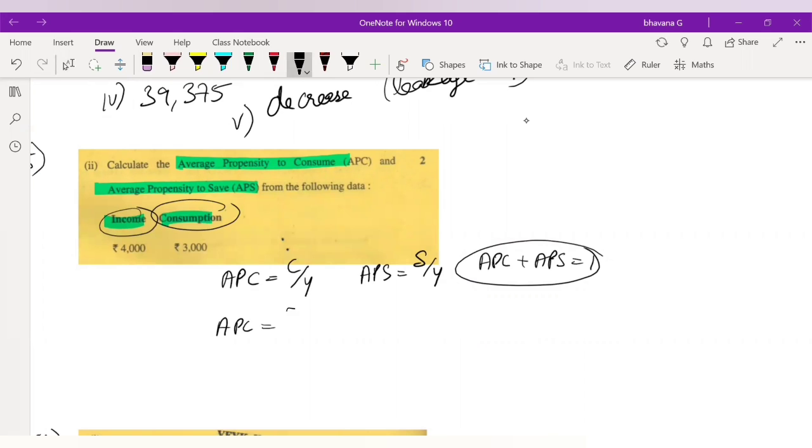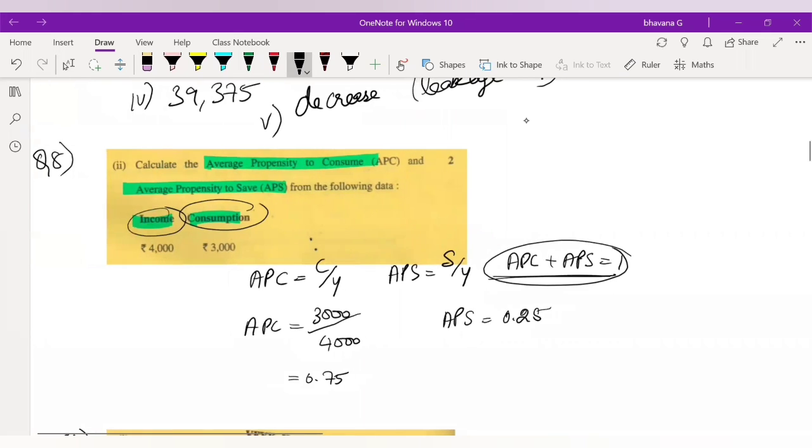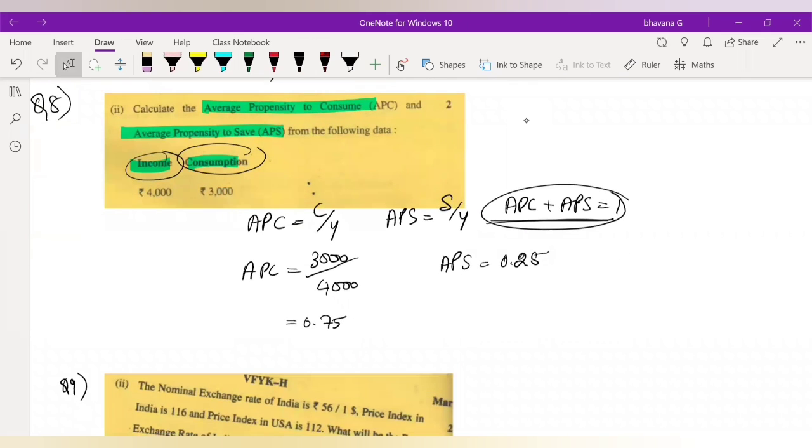Now here they have given you income and consumption, so we can find out average propensity to consume. What is the consumption? It is 3000, divided by the income, 4000. So average propensity to consume is 0.75. Now using the other formula, we can find out average propensity to save, which is 0.25. Okay, so this was the 8th question. It is a very simple question. You only have to find average propensity to consume and average propensity to save.